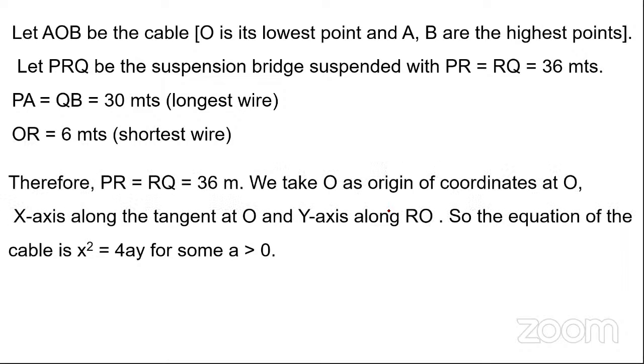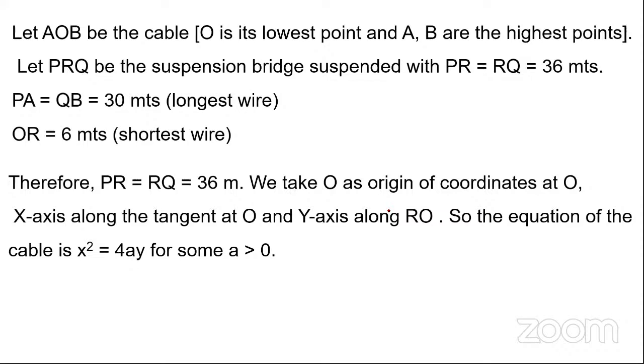So PR equal to RQ equal to 36 meters, where R is the midpoint of P and Q and the length PQ is 72 meters. We can take O as the origin of the coordinates, which means (0, 0). The x-axis is along the tangent, and tangent means it is only touching. So the x-axis touches the parabola at O, and the y-axis is along RO.